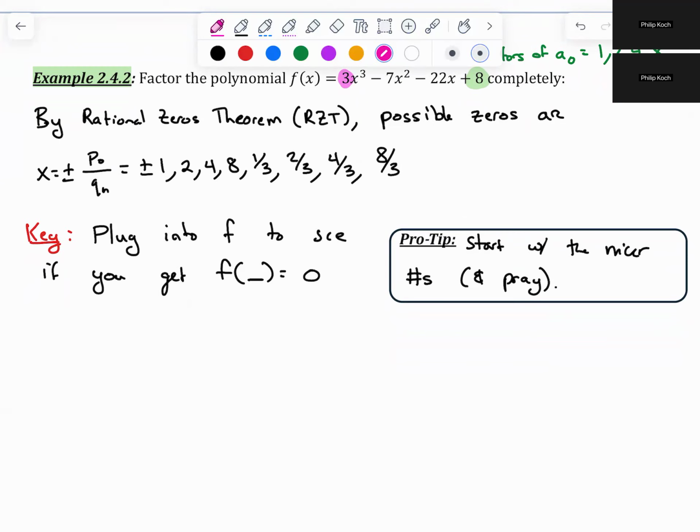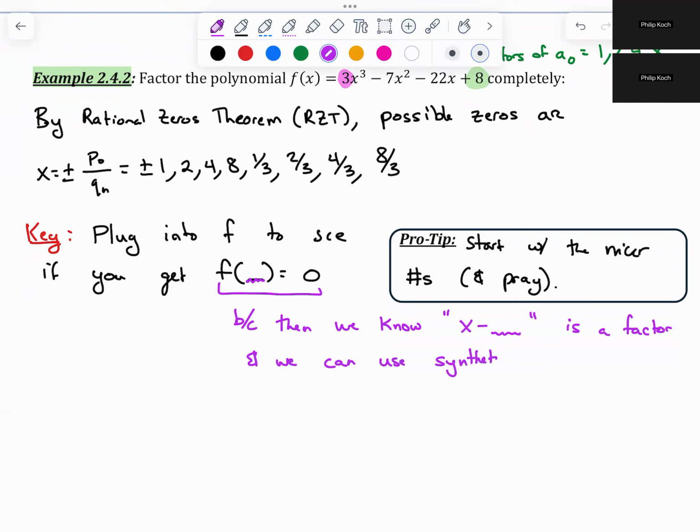So in particular, I'm going to write that down here. Because then we know x minus that number is a factor, and we can use synthetic division to start factoring.